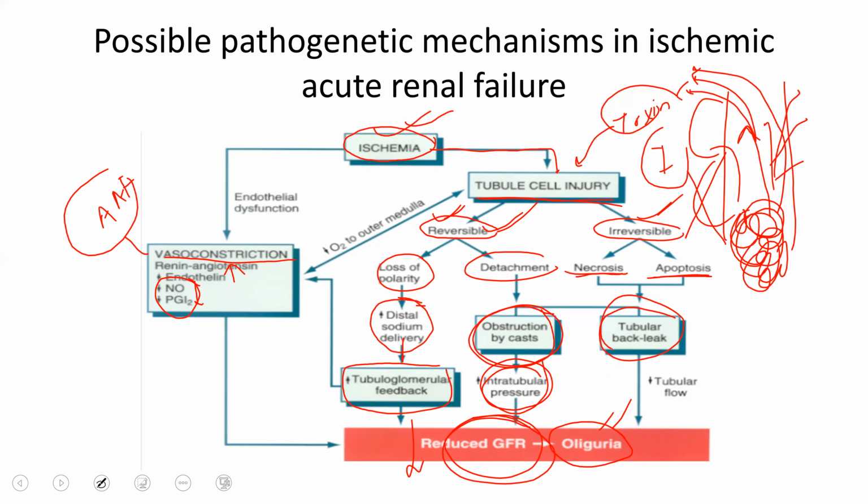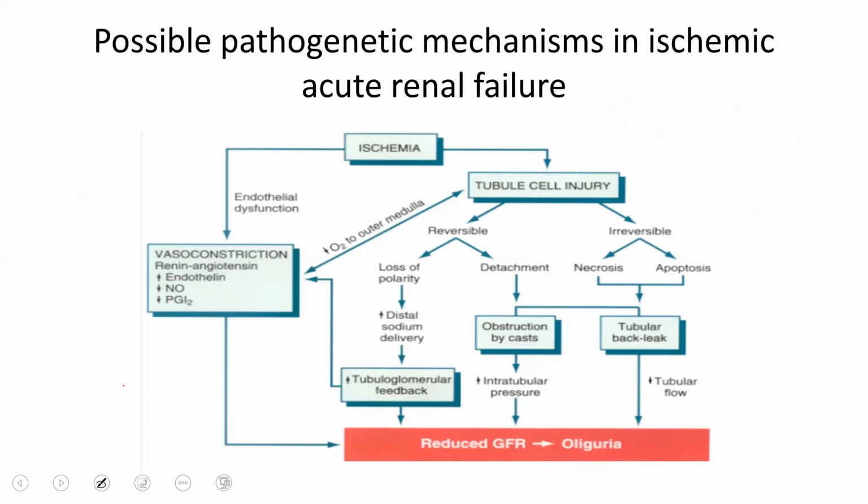That will also result in decreased tubular flow, and because of the decreased tubular flow, it will also result in reduced GFR. Also, this tubular back leak will result in interstitial edema, and even interstitial inflammation, and that will result in collapse of the tubule, and that will also manifest with oliguria. I hope by this chart you have understood all the factors that lead to acute renal failure, and that is all due to the tubular cause.